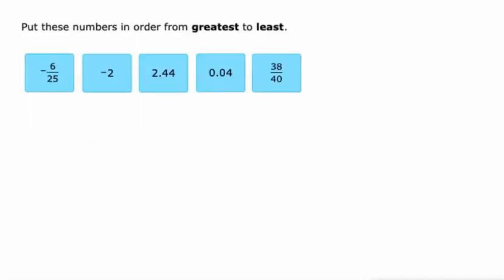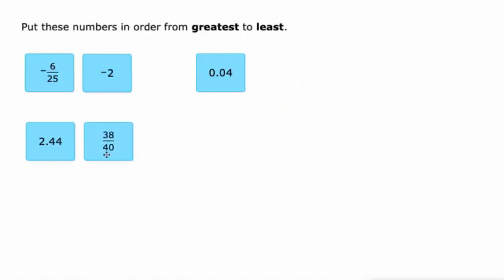Now we're going from greatest to least. This will be our last example. All right, so there's only one number on here that is greater than 1, and that's 2.44, so it's the greatest of those five numbers. Sticking with the positives, both of these are between 0 and 1. Which one's closer to 1? 38/40. 0.04 is almost 0.